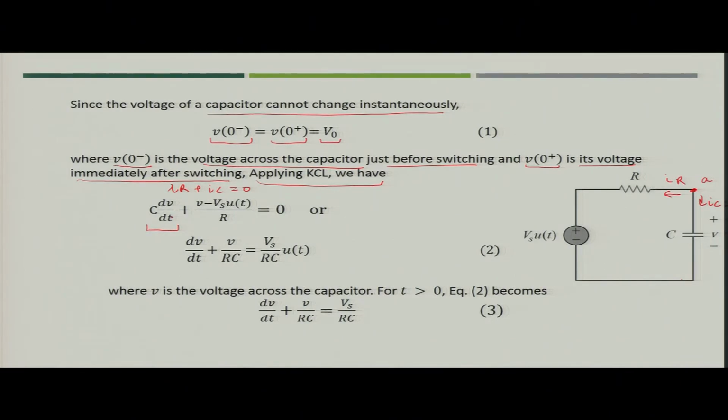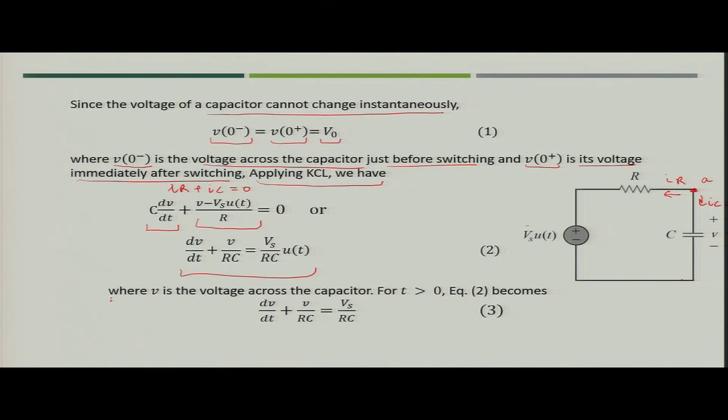So, this will become C dV by dt for IC, and IR would be nothing but, if this is the voltage across the capacitor V, then (V minus Vs) divided by R. So, we will write (V minus Vs) into the unit step function, because we are considering the switching operation, equal to 0, or we can simplify it as dV by dt plus V by RC is equal to Vs by RC u(t).